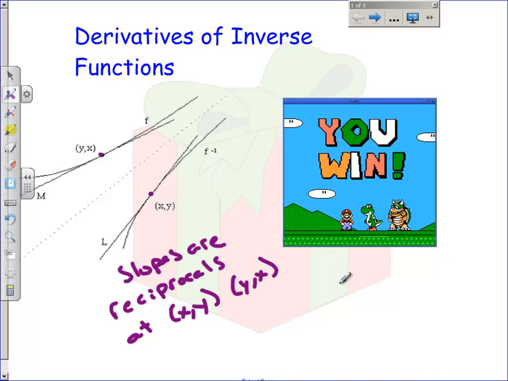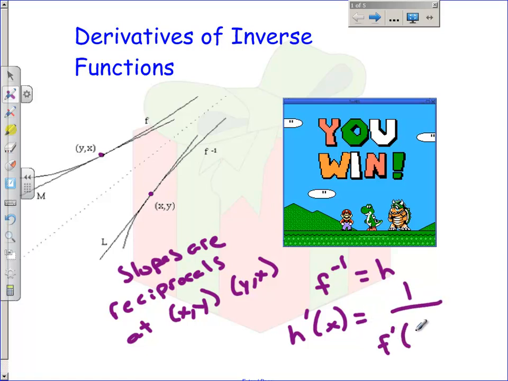I'm going to give you a formula for a derivative. Let's say f inverse equals h. So we're going to say f and h are inverses of each other. If you want to find h prime at a certain x, then this is equal to 1 over f prime at h's y coordinate, and I'm going to call that h of x. And this is the formula that we're going to use to find the derivative of an inverse function. So let's just get after this.